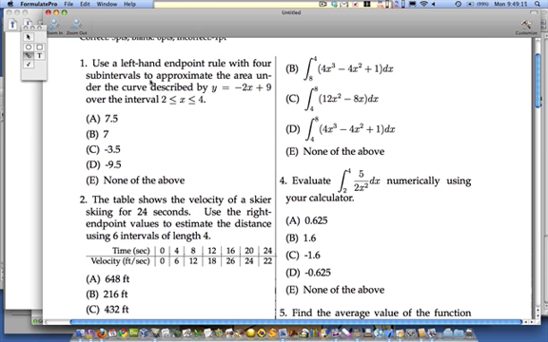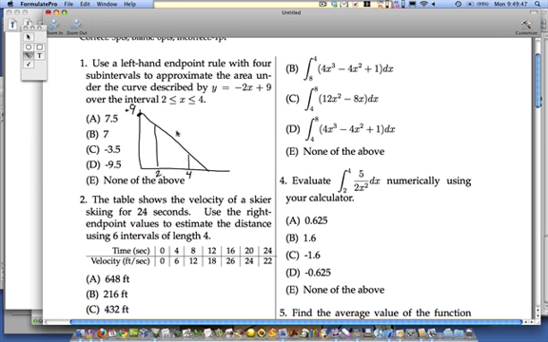Okay, we've got to use a left-hand endpoint rule with 4 subintervals to approximate the area under that curve. Well, we know what that graph looks like, so I'm going to go ahead and draw the graph like that. Negative 2x plus 9 is a line that looks like this. Slope is negative 2. Y-intercept right here is positive 9. And we're looking to go between x equals 2 and x equals 4.